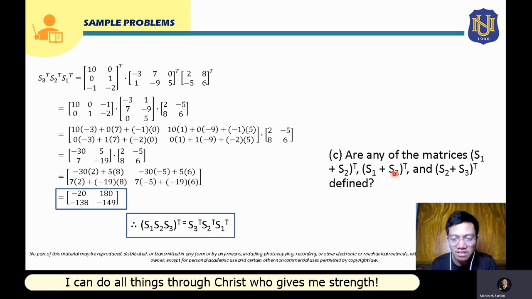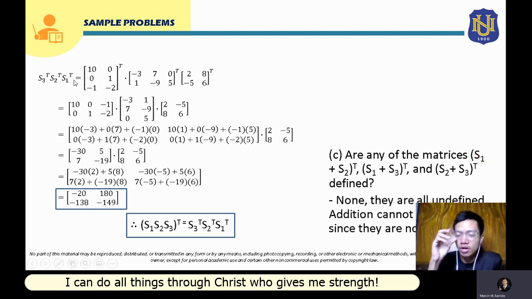Now for S1 plus S3, again, your S1 is 2 by 2 and your S3 is 3 by 2. So again, they cannot be added, so it is not defined. Now for S2 and S3, your S2 is 2 by 3 and your S3 is 3 by 2, so therefore they cannot be added. So therefore (S2 plus S3) transpose is also not defined. So there is nothing given here in letter C that is defined. So that will be the answer for this: none.